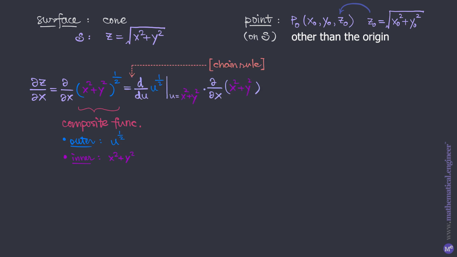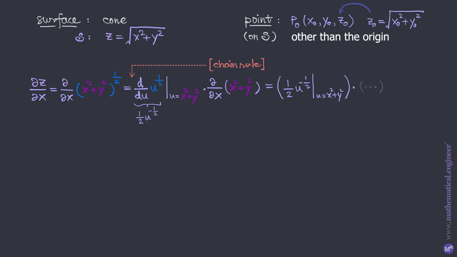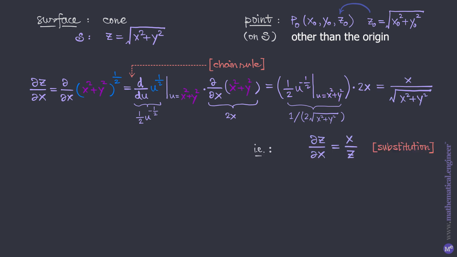Applying the chain rule, we get this. The derivative of u to the power of 1/2 is 1/2 times u to the power of -1/2. Taking the partial of the inner function, we get 2x. Plugging the inner function into the first part, we get this. Altogether, we have x over the square root of x squared plus y squared. Notice that the denominator is just z, so partial z partial x is simply x over z.